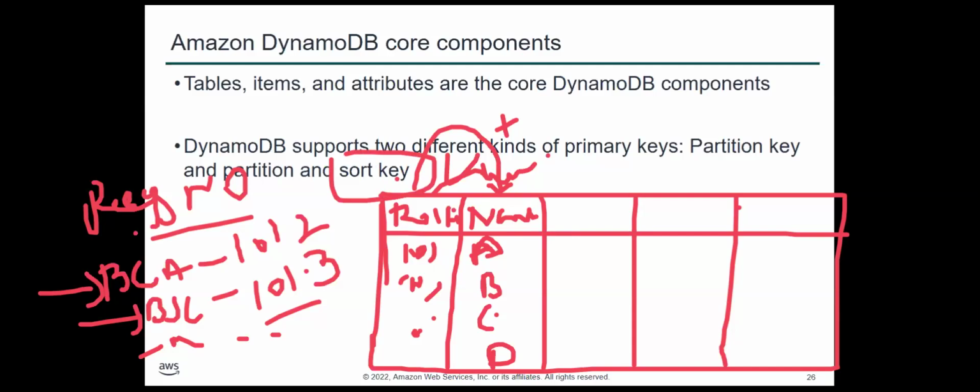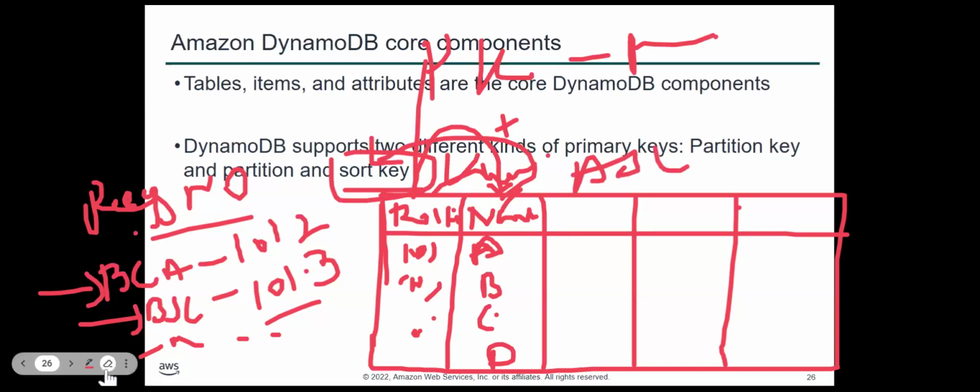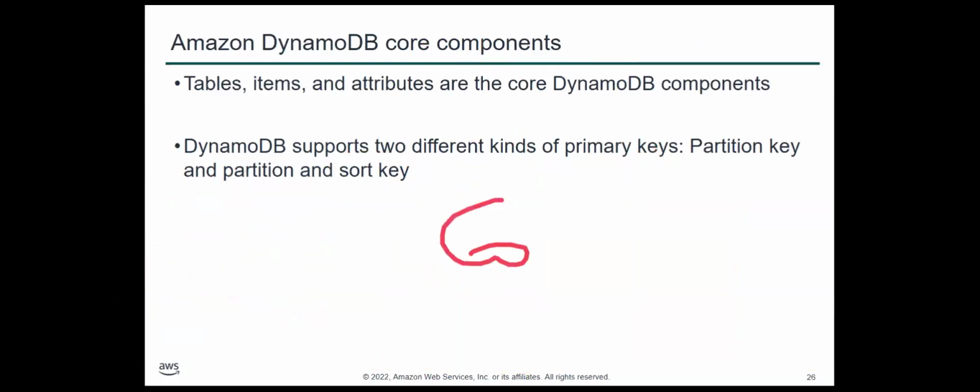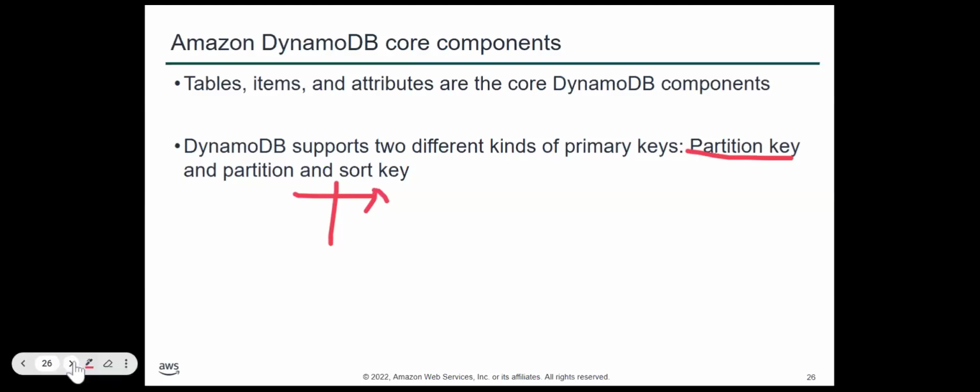Now the partition key is nothing but this primary key. This roll number becomes the primary key, and that is called the partition key. And I join it with the sort key, that is, the next name comes with the sort key, and it is arranged in ascending order. Both these two together we call a compound key, that is, partition key plus sort key.